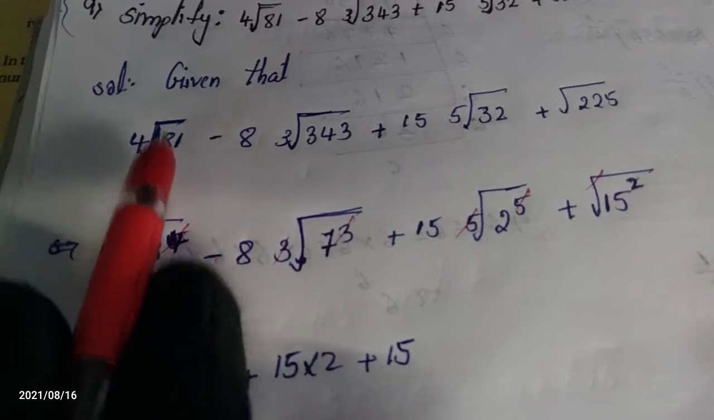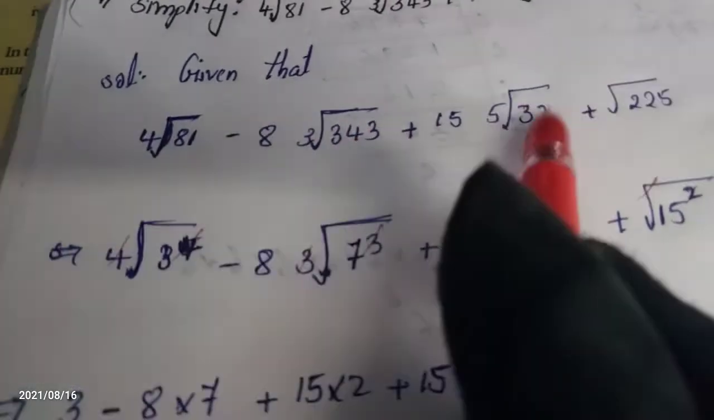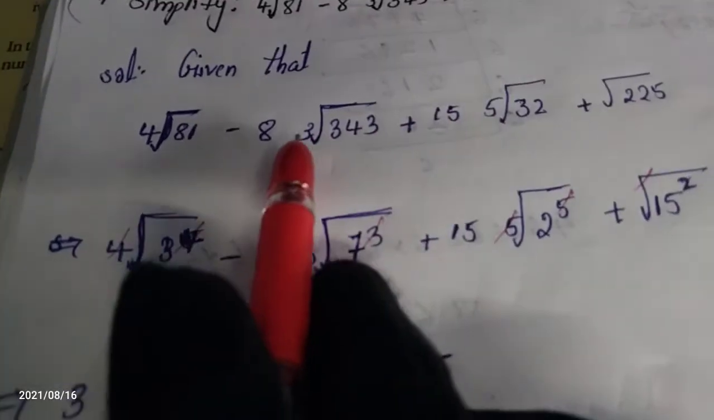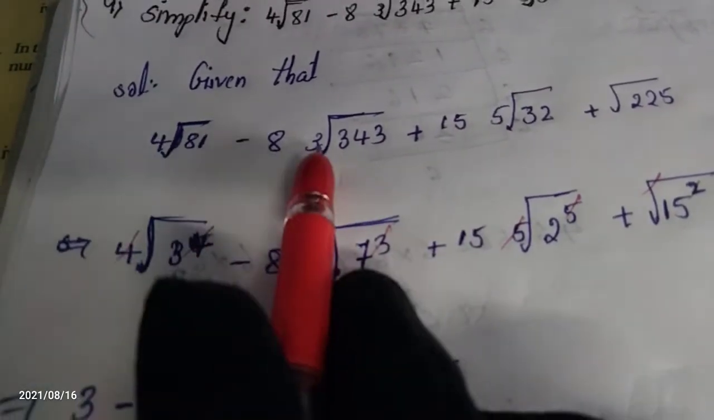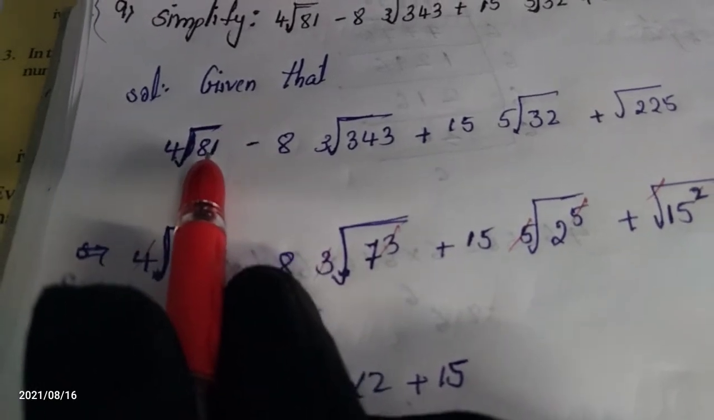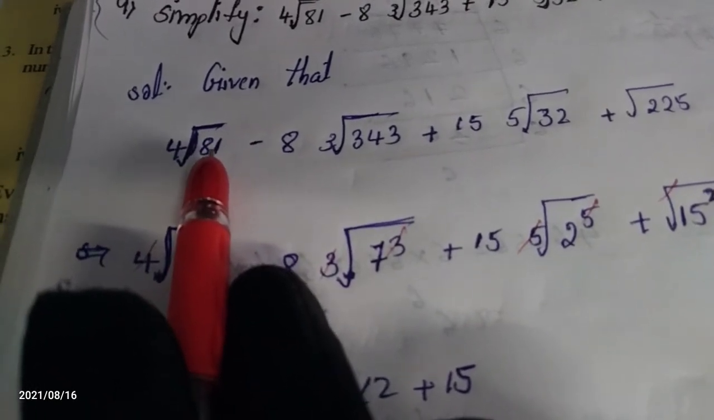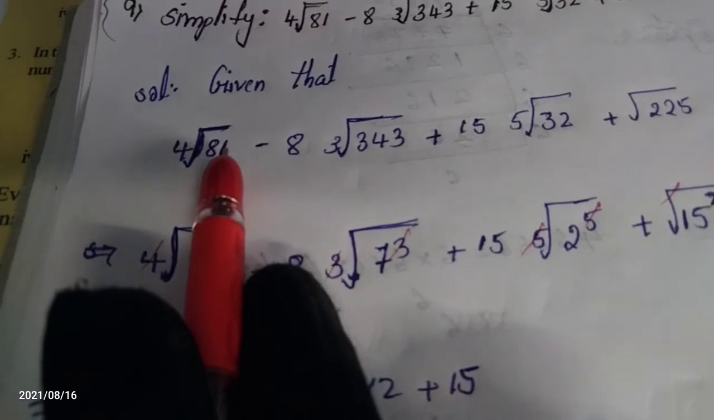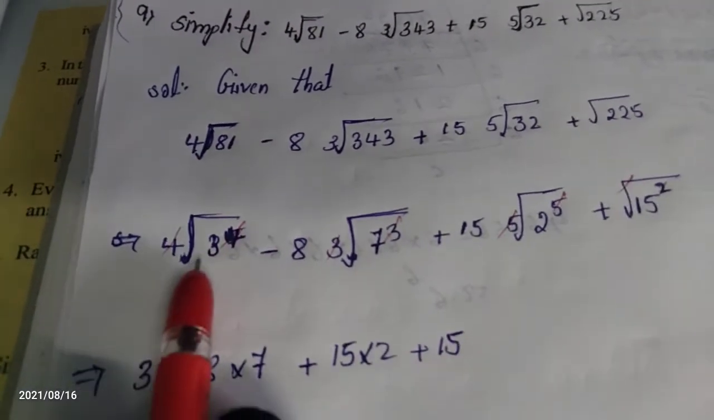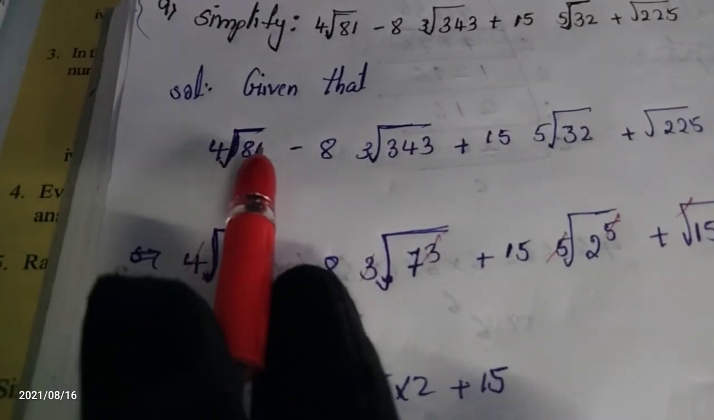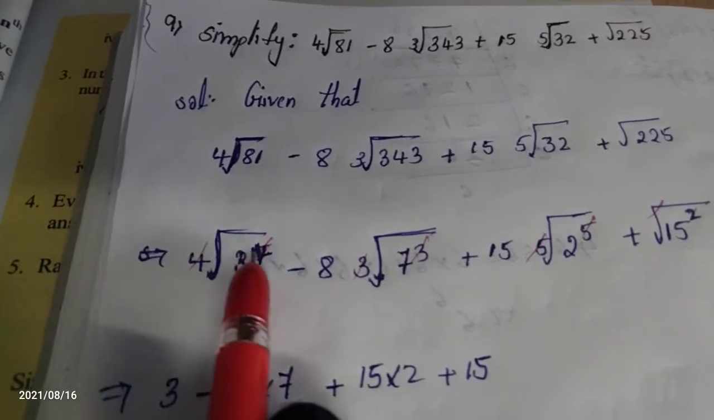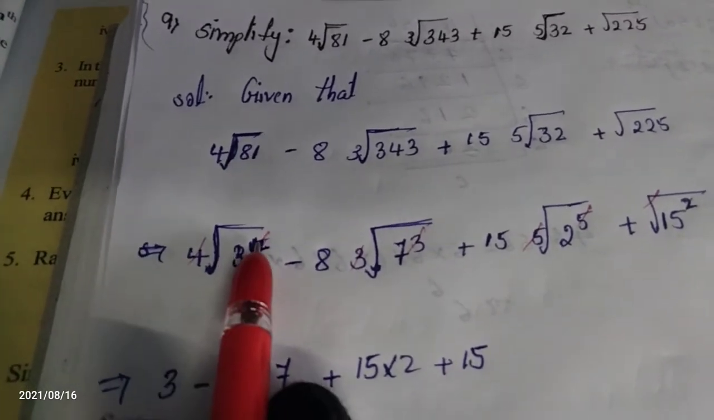In the first step, whatever numbers are under the root, we have to change them with respect to the roots. The fourth root is there, and 81 is the number under the root. That 81 we have to change with respect to the fourth root. How can we change the number? 81 can be written as 3 to the power of 4.